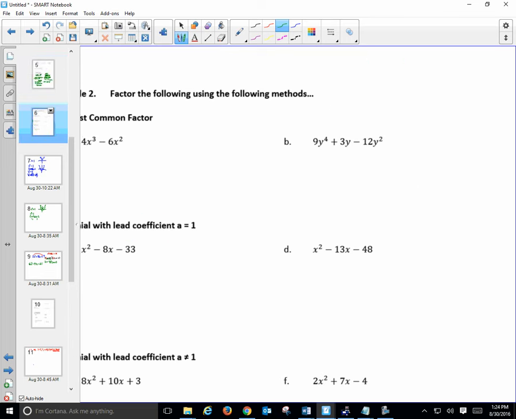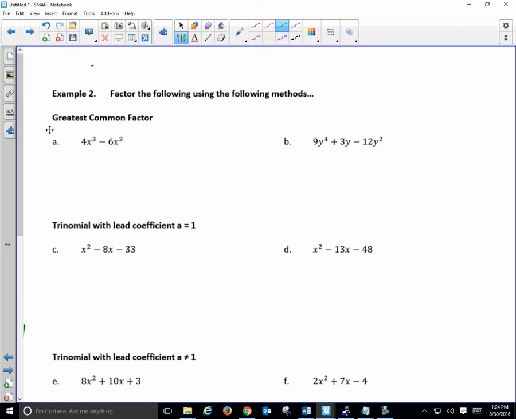Okay, flip it over. Remember how to factor? Let's review factoring, and let's do it quickly. Greatest common factor, what can you take out of the first one? So I take out a 2x squared, and I'm left with 2x and a minus 3. Do b on your own. Take out your greatest common factor for b.